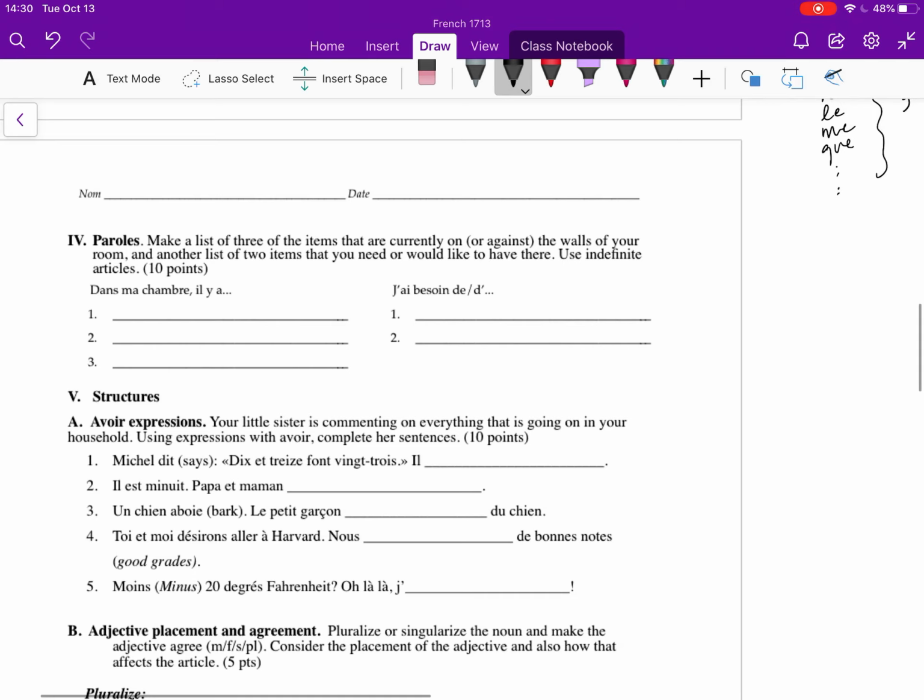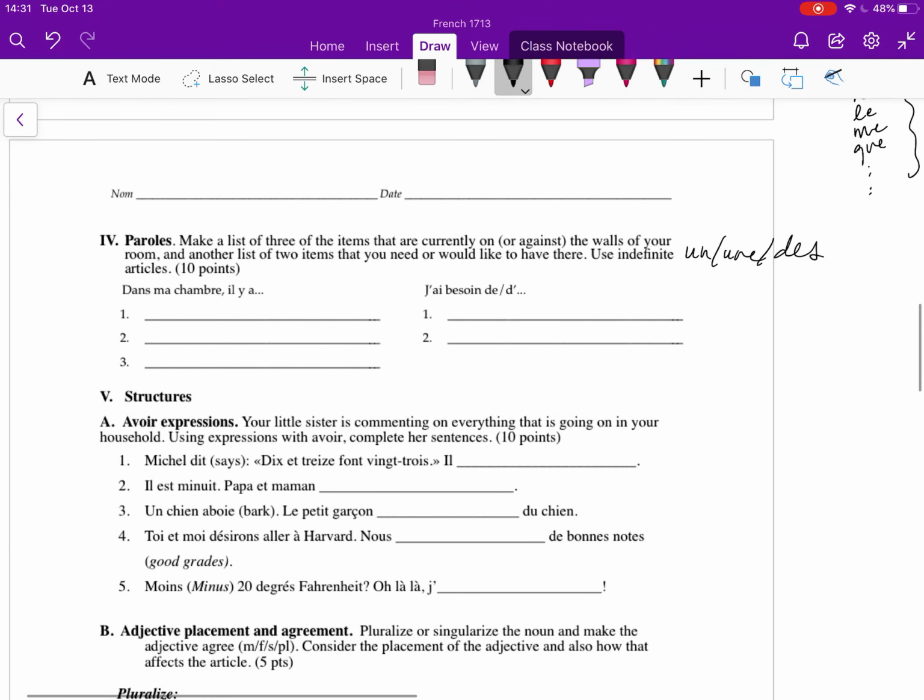The next section, some form of vocabulary exercise. Here we have making a list of 3 items that are currently on or against the walls of your room, and another list of 2 items that you would need or would like to have there. Use indefinite articles. Indefinite articles are the un, une, and des. Okay. For example, dans ma chambre, il y a une affiche. J'ai besoin d'un miroir.